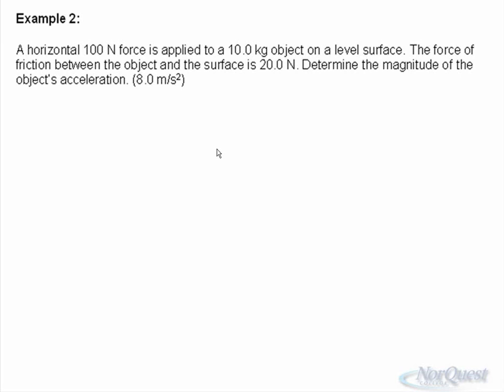This example is slightly different than example number 1. Again, we're talking about forces, but now you can see that I'm dealing with more than one force. I'm talking about a horizontal force of 100 newtons applied. I have a force of friction in here, so you can see there's multiple forces. To try to keep this pictured properly, you might want to draw yourself a sketch and label the forces.